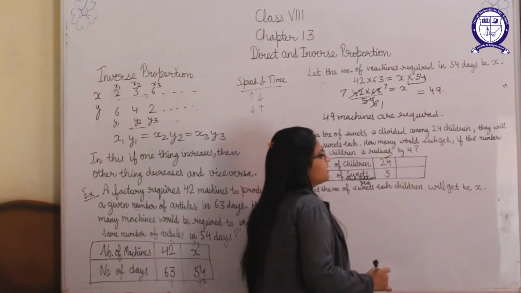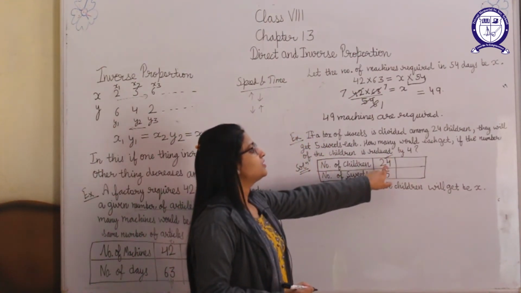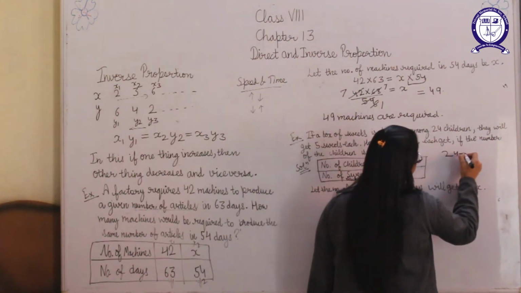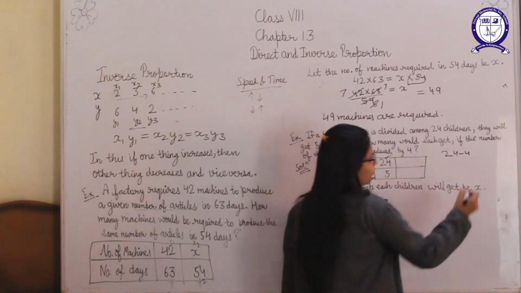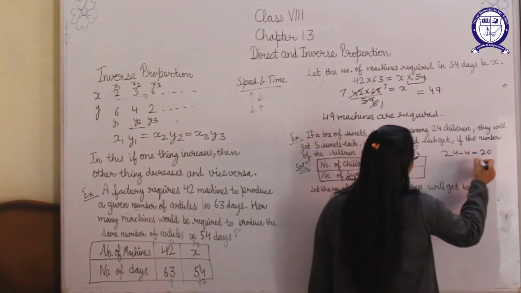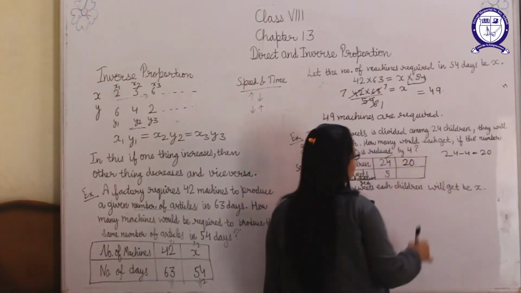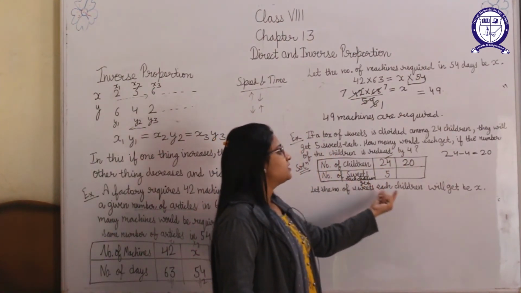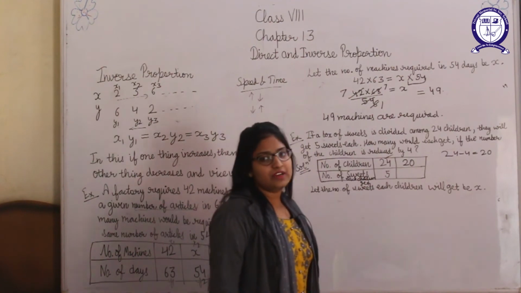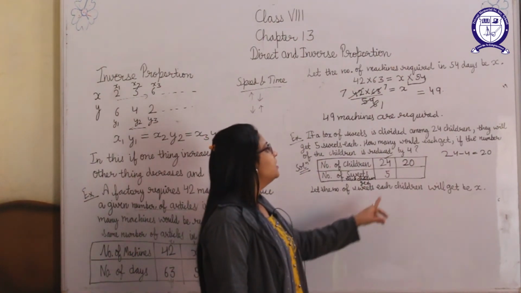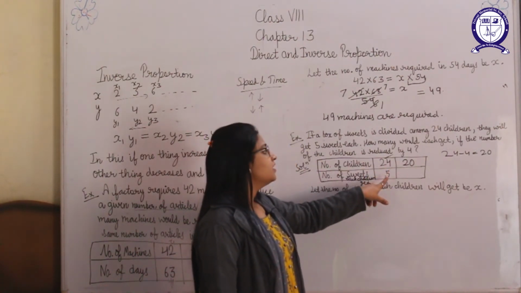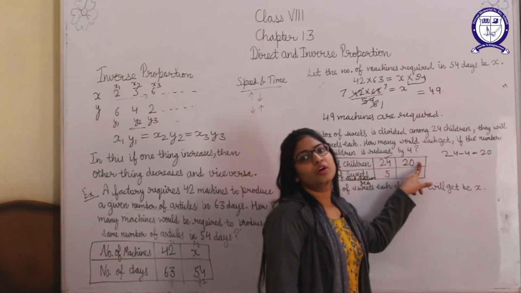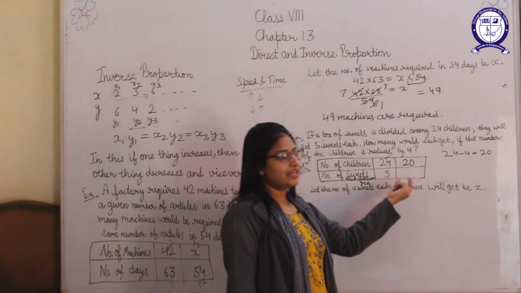Now if the children are reduced by 4, what does this mean, students? Suppose it is given that the number of students is 24. Now if 4 are decreased, means 24 minus 4. So what will be the answer? 20 will be the answer. Means now the number of students becomes 20. So how many sweets will each child get? Students, it's obvious that if the number of children is less, then each student will get more sweets, right?